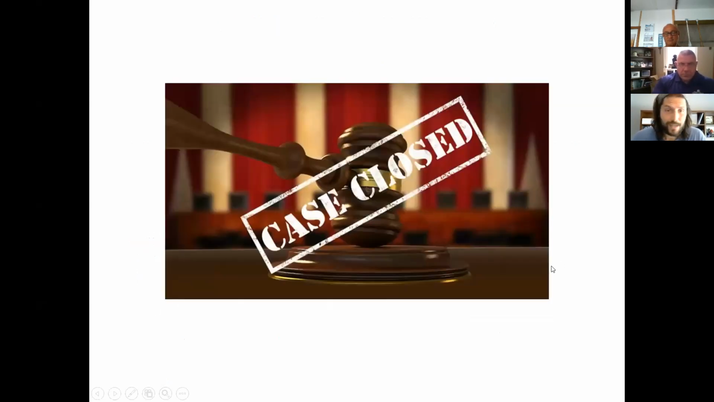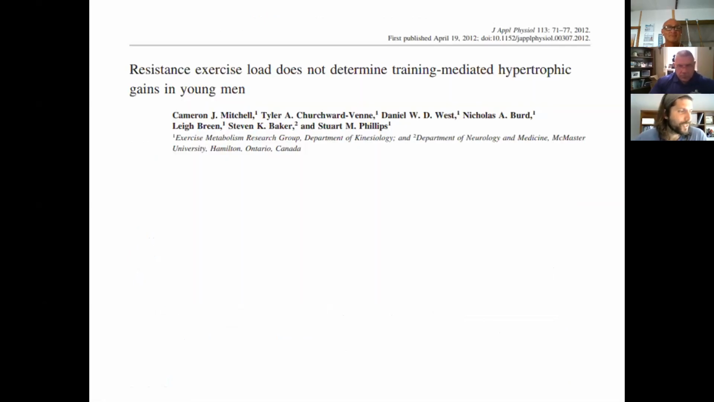So, case closed, right? If you want to get bigger, stronger, potentially faster, you train with heavy weights, don't mess with this high volume stuff, correct? Well, that was true until 2012. Stu Phillips really stirred the pot, for those that have seen this paper by Cam Mitchell.